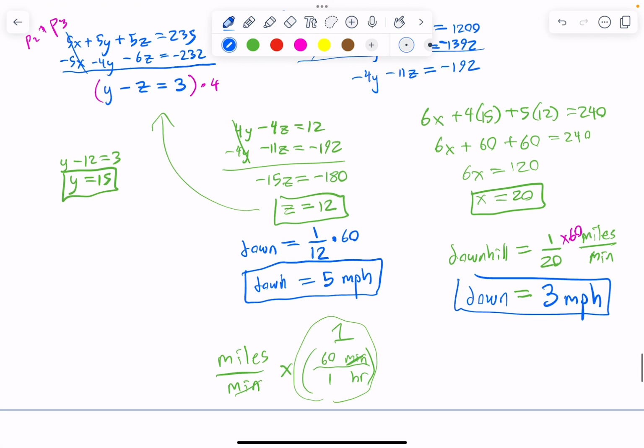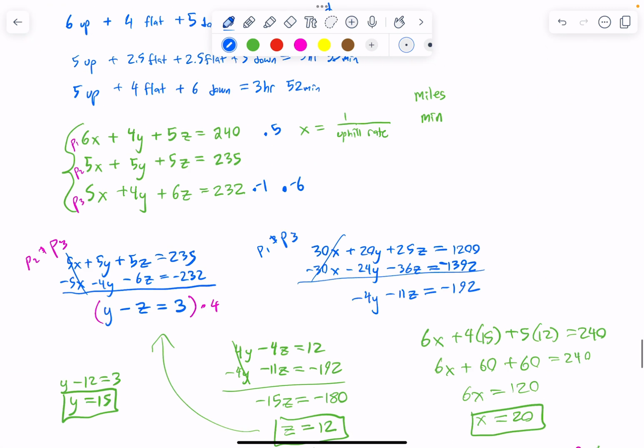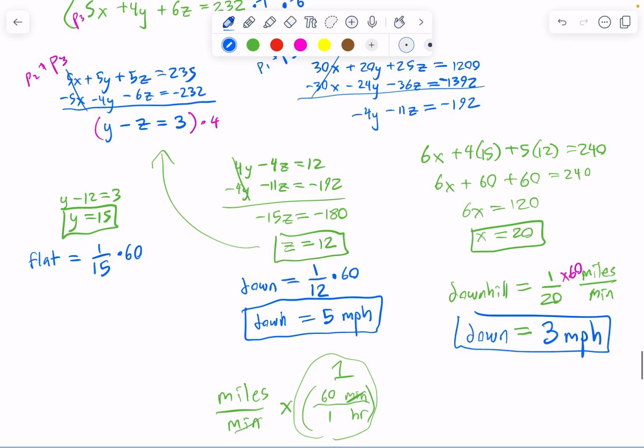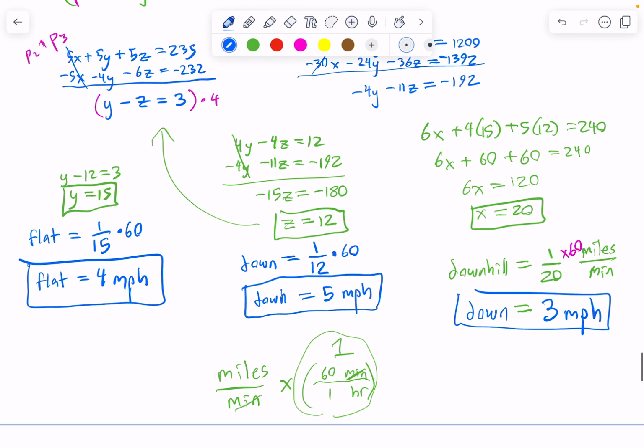And finally over here, we've got our flat, just checking, yep. So our flat ground speed is equal to 1 over 15. Again, that's miles per minute, so we're going to multiply by 60 to convert it. And we get our flat ground speed is equal to 4 miles per hour. What the heck, that's so nice. Okay, 3, 4, 5, it worked out so pretty.